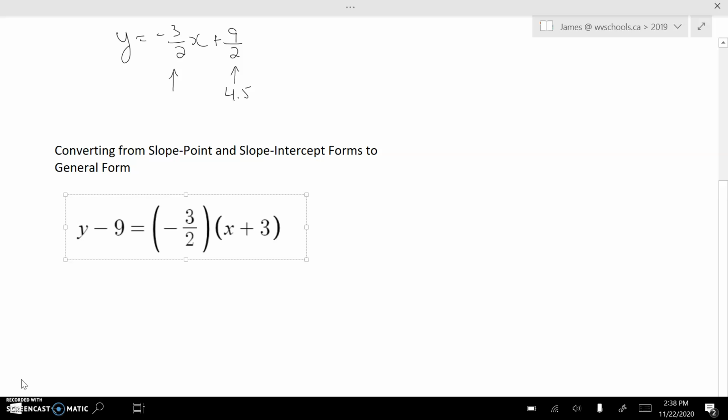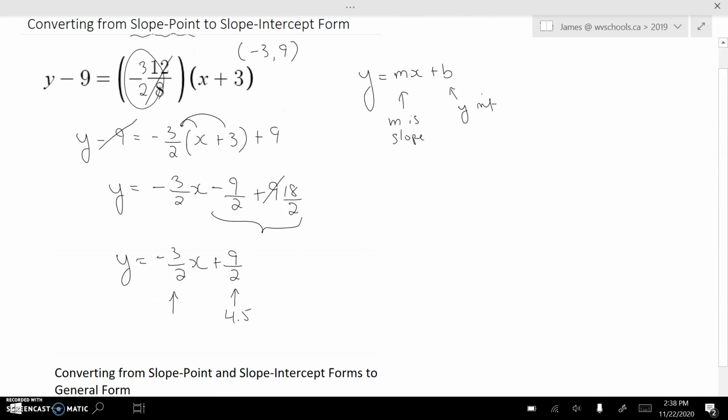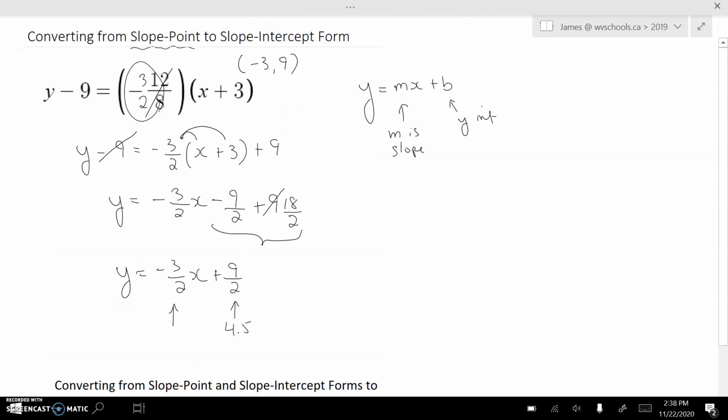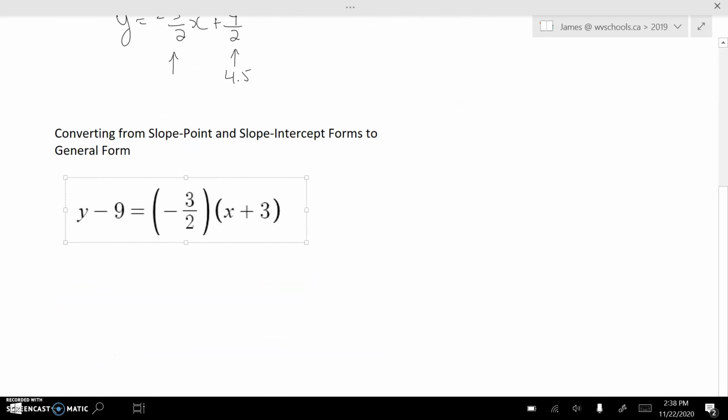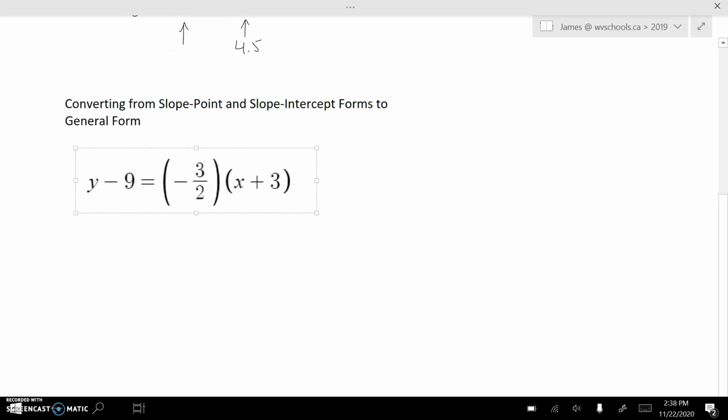Alright, welcome to my video where I'm going to convert from slope point form and slope intercept form to general form. Now you notice the work I have above is from the previous video that I made where we took slope point and went to slope intercept. So I'm going to start back in slope point form. I'm going to show how you can go straight from there to general form.